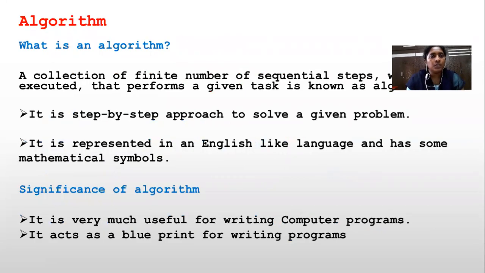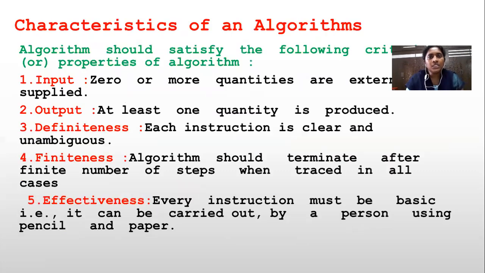Now, what is an algorithm? A collection of a finite number of sequential steps which, when executed, performs a given task is known as an algorithm. Simply put, it is a step-by-step process to solve a particular problem. It is also represented in an English-like language and has some mathematical symbols. Here, these are the characteristics of writing an algorithm.